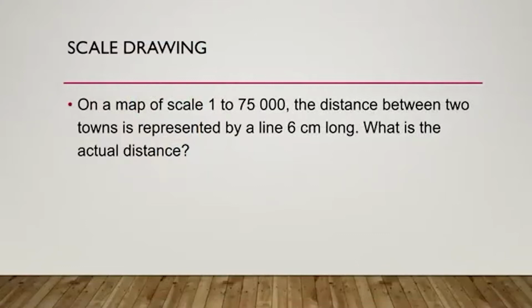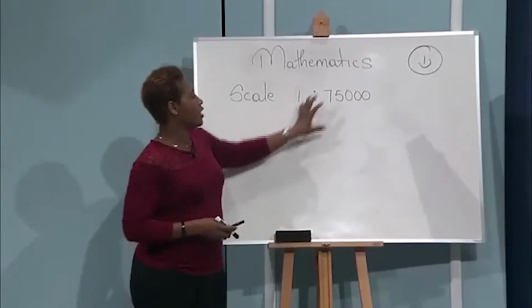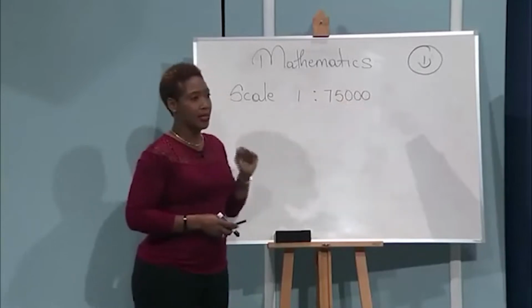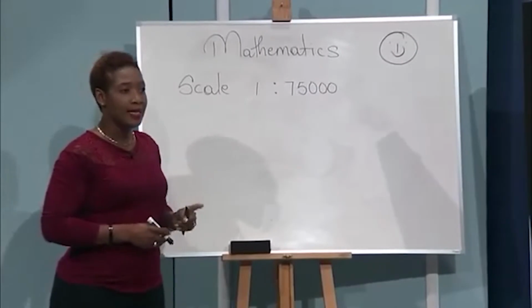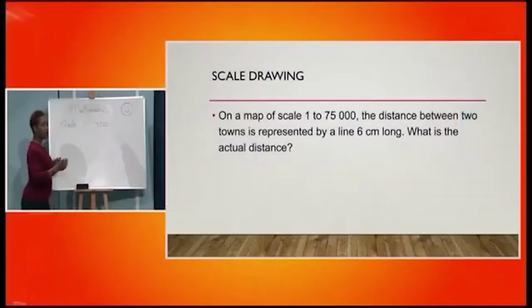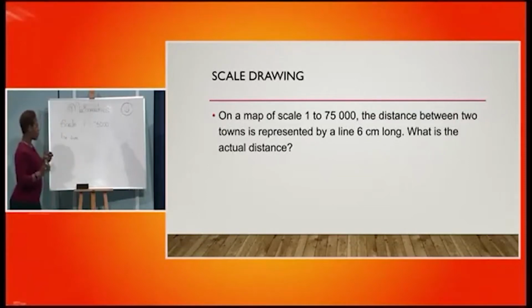So the first thing you want to look at is what a scale is. And I want you to just remember that when you look at a scale, whatever unit is on the scale drawing is the unit in the ratio. So if this is 1 centimeter, this represents 75,000 centimeters. So I want you to pay attention to that. So as you can see, there's no unit there. It says that the line is drawn 6 centimeters. So we have a line, and it is 6 centimeters in length. What is the actual distance?